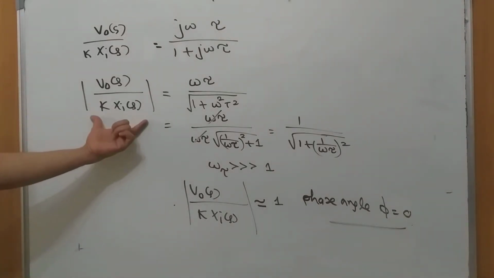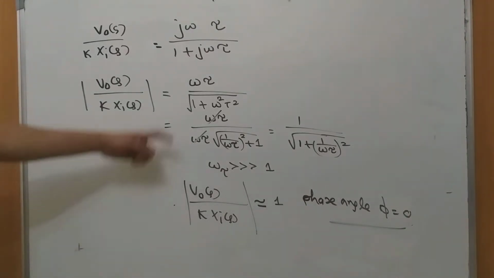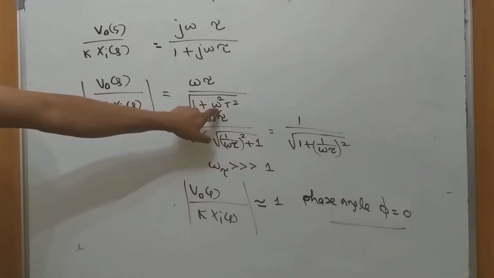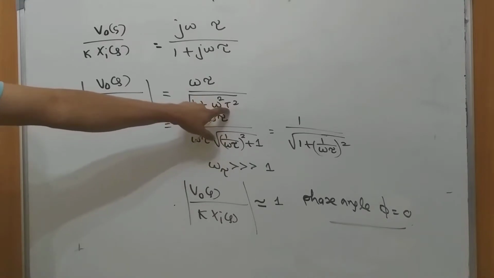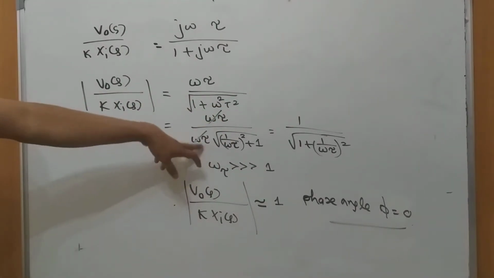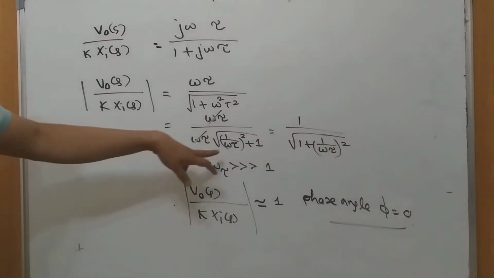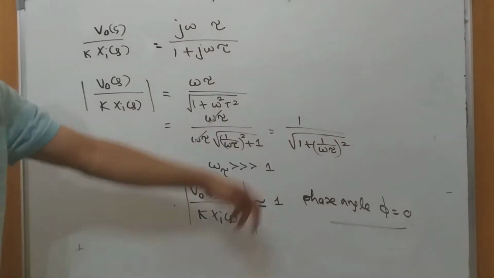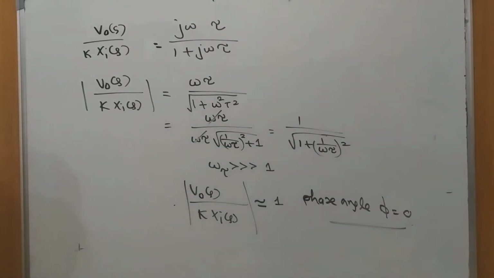If you try to find the magnitude of it, the numerator will be omega tau divided by the square root of 1 plus omega square into tau square. And if you extract omega tau square from the square root, then we'll have omega tau, and the omega tau and omega tau cancel. We'll get the equation 1 divided by the square root of 1 plus (1 by omega tau) the whole square.